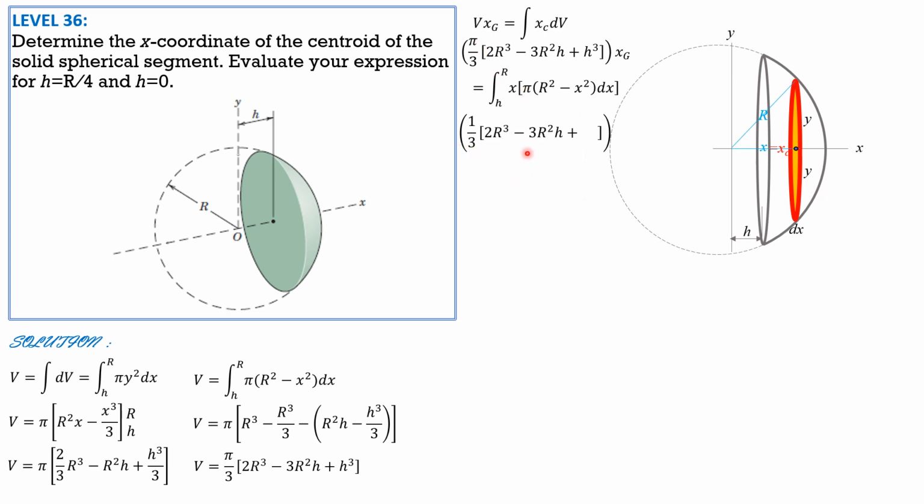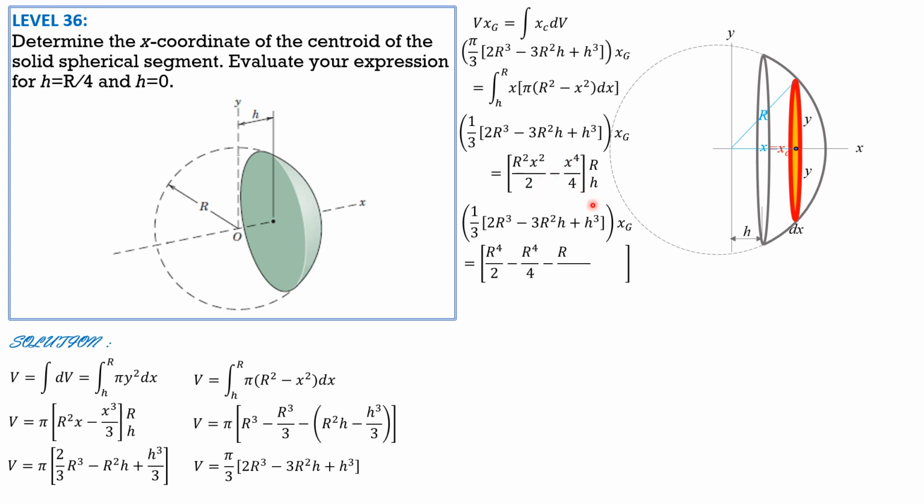So 1/3 quantity 2r cubed minus 3r square h plus h cubed xg equals integral of r square x, which is r square x square over 2. Integral of x cubed, so minus x cubed dx integral is negative x to the fourth over 4 from h to r. So 1/3 of quantity 2r cubed minus 3r square h plus h cubed times quantity xg equals r to the fourth over 2 minus r to the fourth over 4 minus r square h square over 2 then plus h to the fourth over 4 because this is minus quantity.